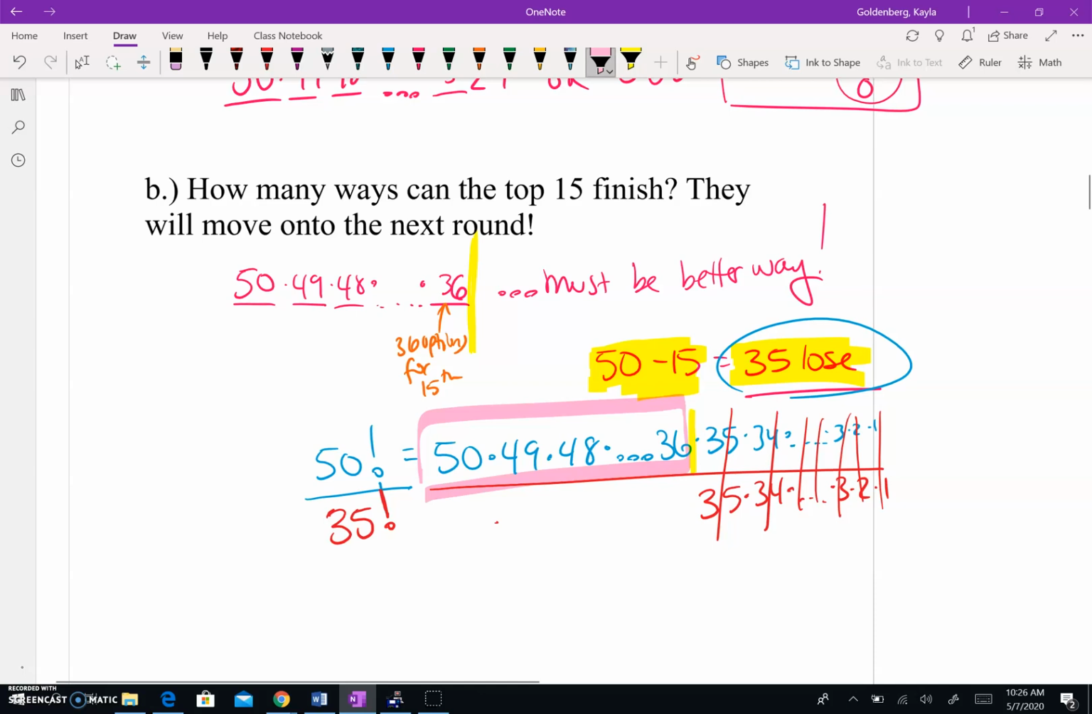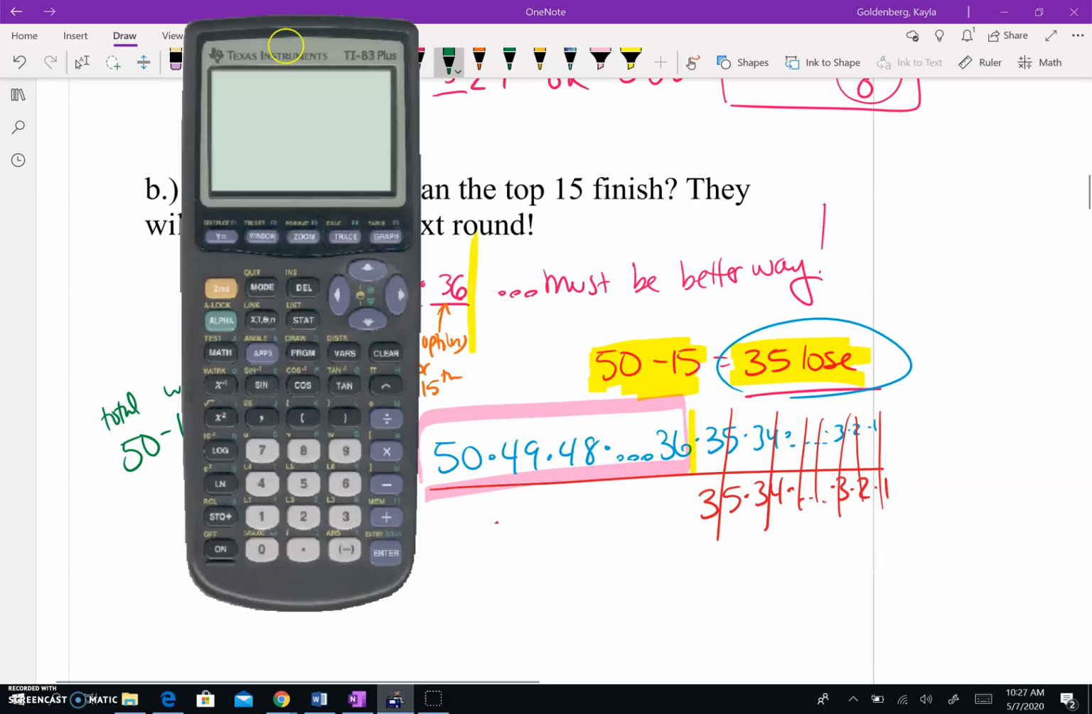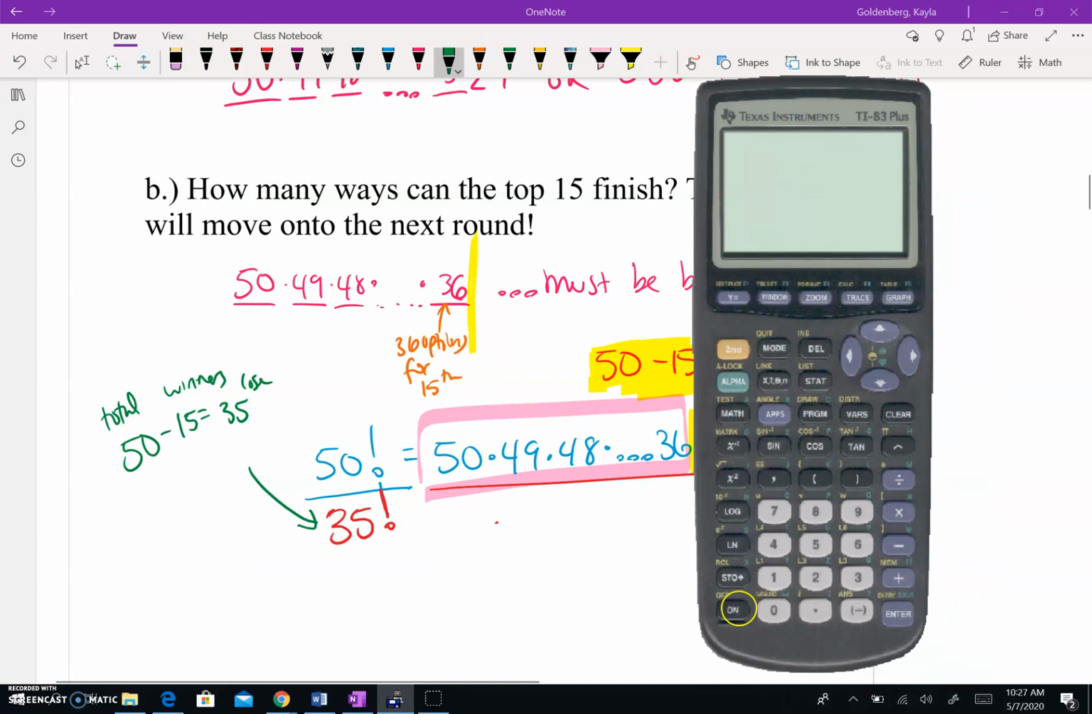And just a quick reminder, the way we got that 35 was we took the total and took away the winners, and what we were left with was the 35 who will lose. So that's how we got that 35. Now on your calculator, we can easily do this maneuver, and that will make it a lot faster, because thinking about doing that by hand just sounded terrible.